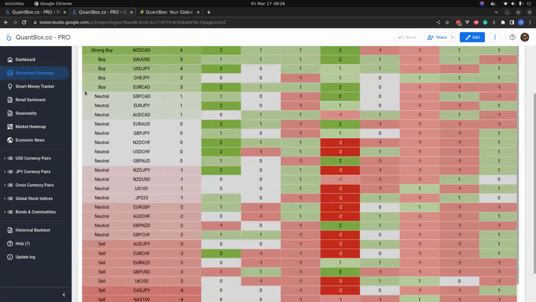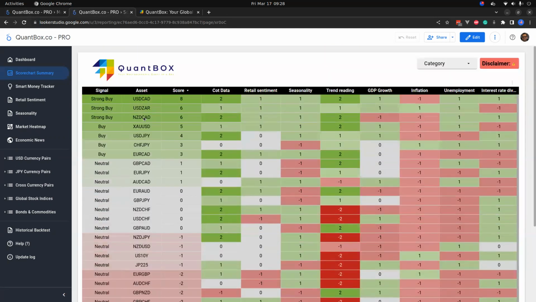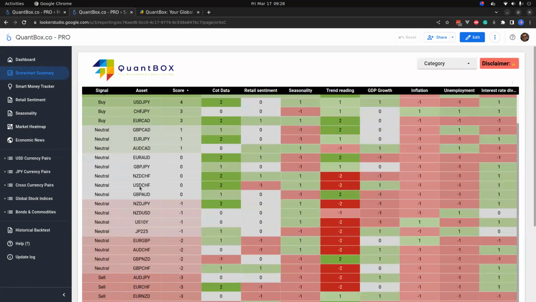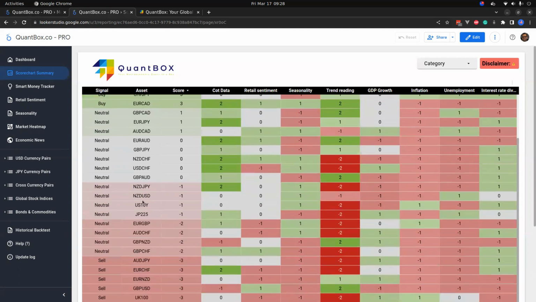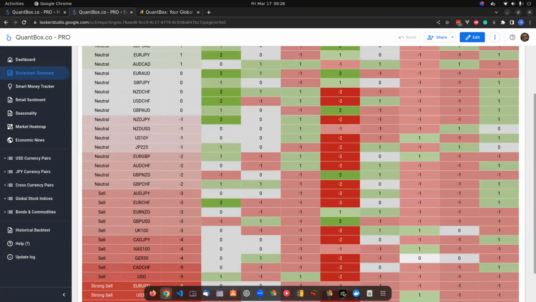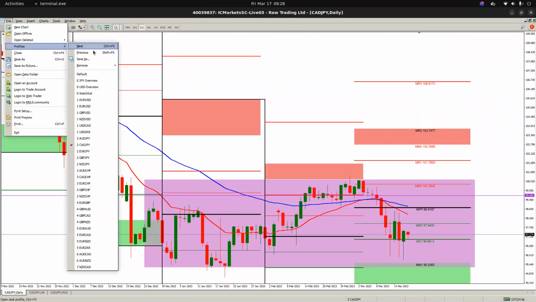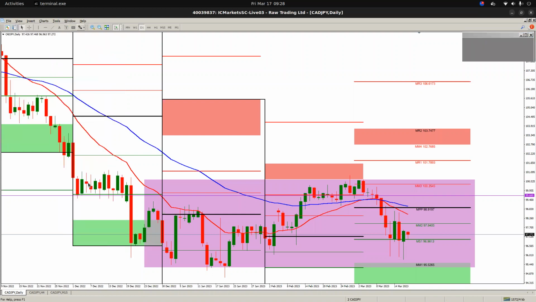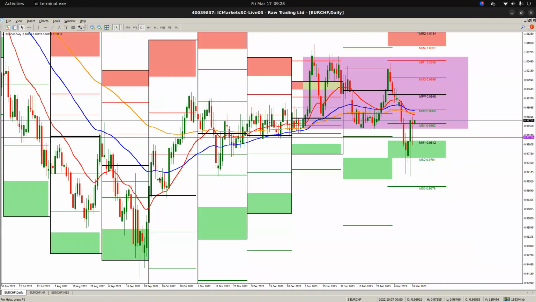How are our Swissies looking? Let's have a look and see here. Swissies: Kiwi Swissy, neutral. Dollar Swissy, neutral. Aussie Swissy, neutral. Pound Swissy, neutral. Okay, there's Euro Swissy and CAD Swissy, both sells. Okay, cool. Let's take a look at Euro Swissy. Do I have an opportunity to sell Euro Swissy? And the answer is no.